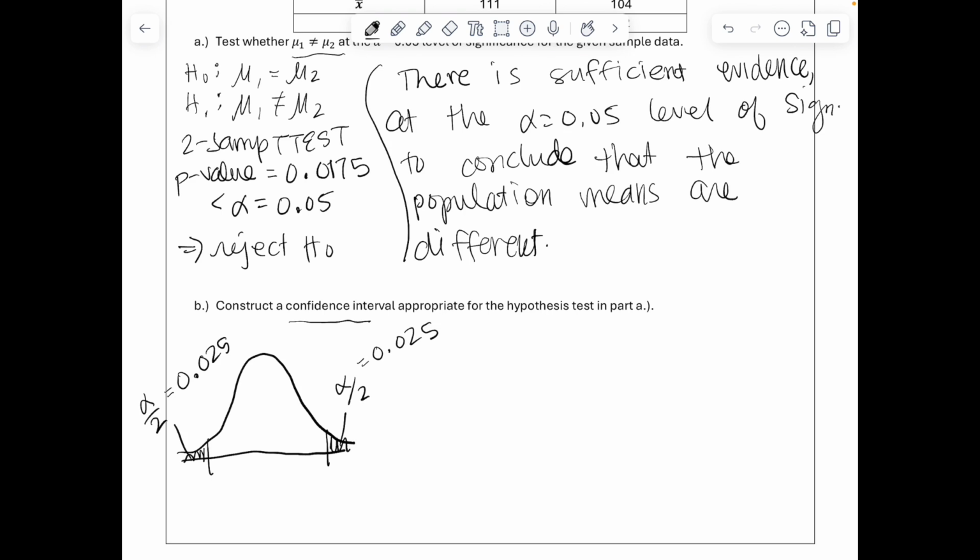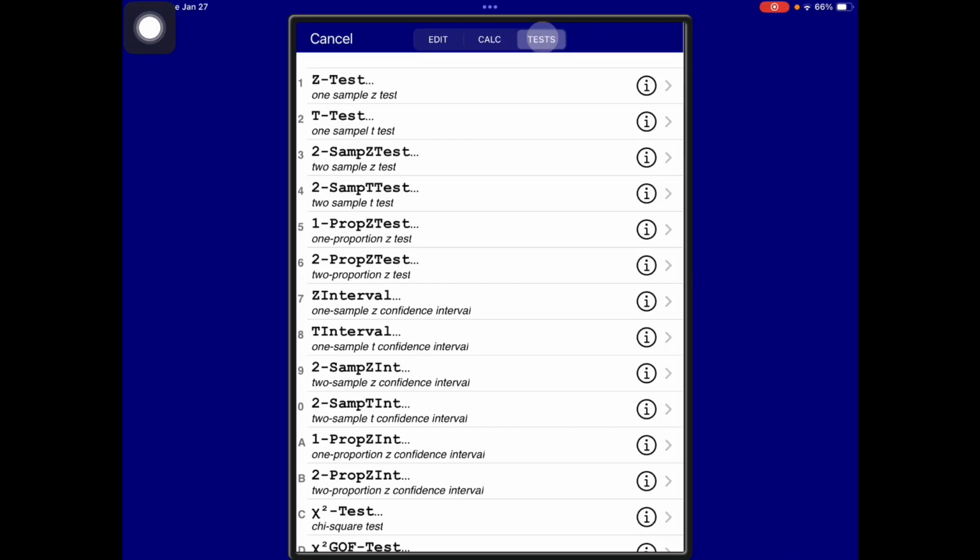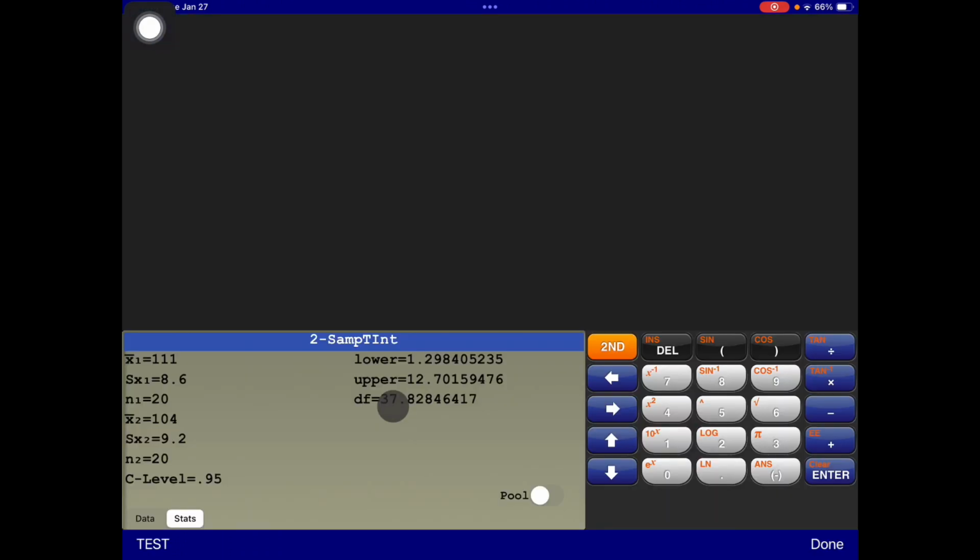Again, the total area under the curve is equal to 1, so subtracting those little tails out, we will get a confidence level equal to 0.95. And again, this is our C level. On your graphing calculator, you need to go to stat, test, go down to 2SampTInt. From here, you need to enter in all your information. Your C level needs to be 0.95.